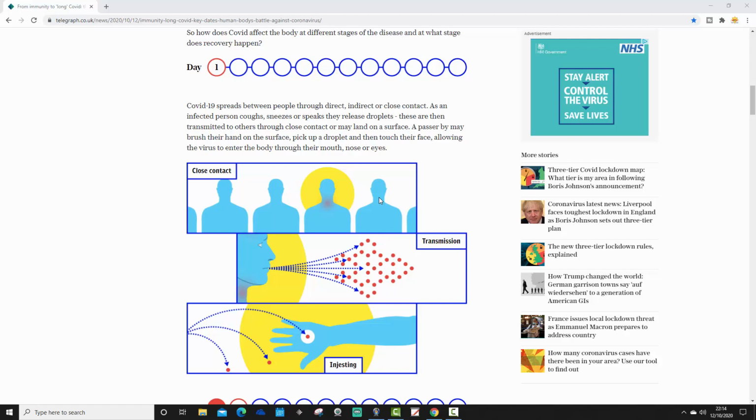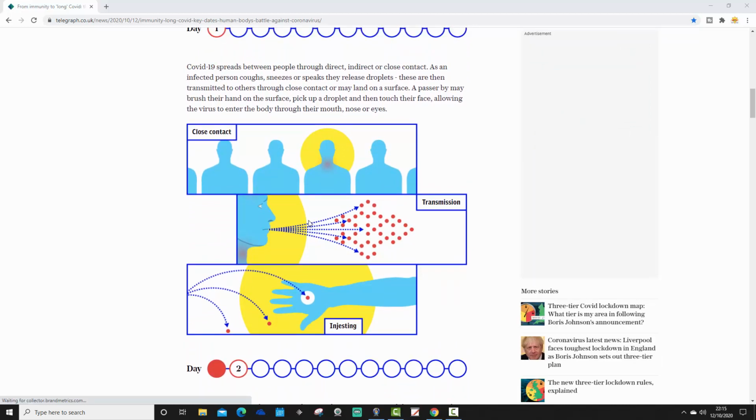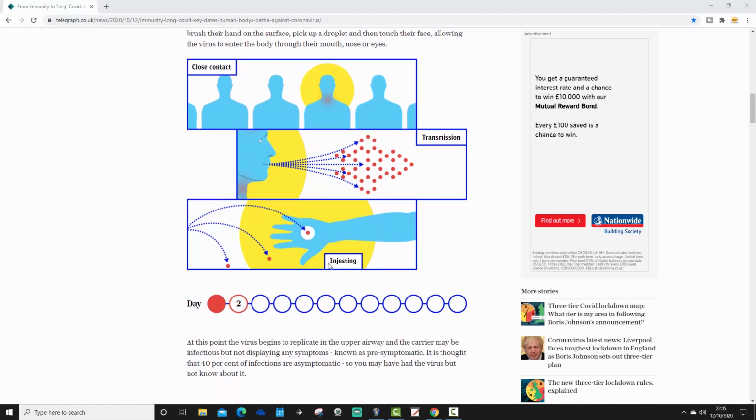Day one, COVID spreads between people through direct, indirect, and close contact. As an infected person coughs, sneezes, and speaks, they release droplets. These are then transmitted to others through close contact and may land on a surface. A passerby may brush their hand on the surface and pick up a droplet, then touch their face, allowing the virus to enter the body through their mouth, nose, or eyes. They could also inhale it after somebody has coughed or sneezed. So day one is the point of infection. There's a nice little diagram showing how that infection will happen, either through droplets from the nose or mouth, or ingesting, and so on.